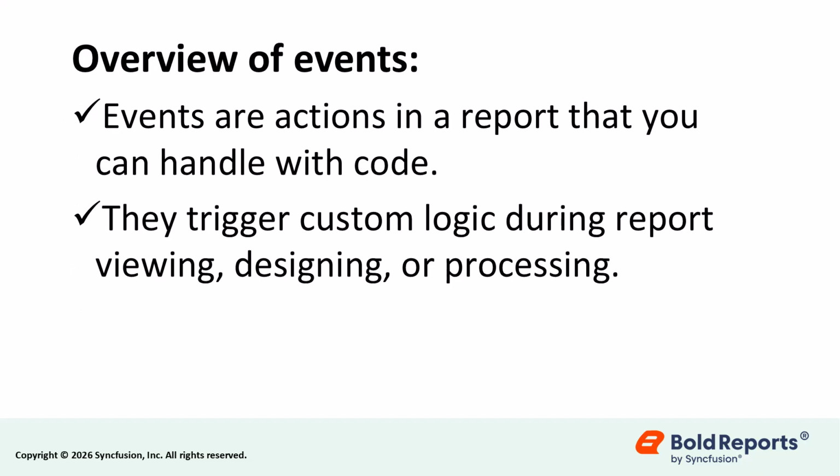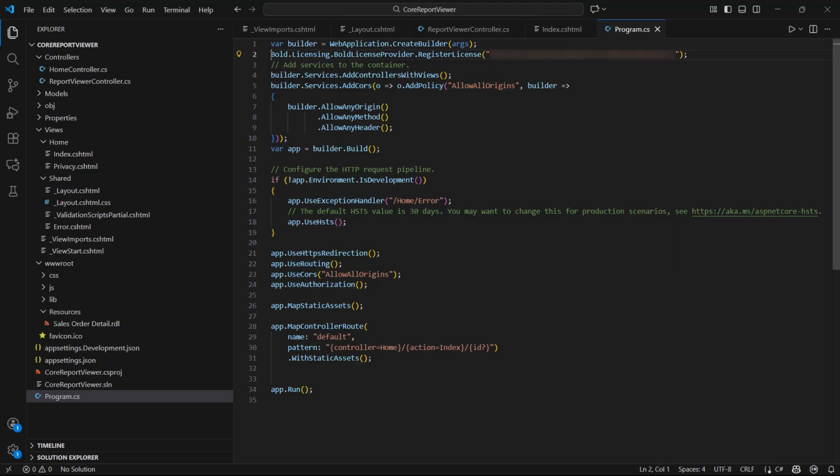Events are specific actions or occurrences in a report or its components that you can respond to programmatically. They act as triggers that allow developers to execute custom logic when something happens in the report viewer, designer, or processing engine. For this demo, I have already created an ASP.NET Core application and added the report viewer control. There's a link in the description below to the video showing you how to get to this point.